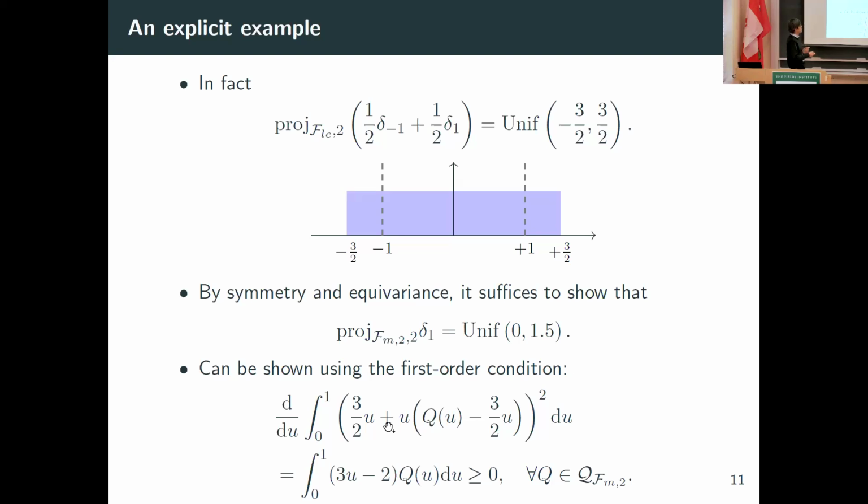And this can be shown explicitly using the first order condition. So what you do is that the quantile function of my candidate is 1.5 times u. And you want to show that for any other convex function in this set, this derivative is non-negative, and it is done by some elementary analysis. So it's not completely trivial. In general, I don't have a lot of explicit examples where you can write down explicitly the projection.